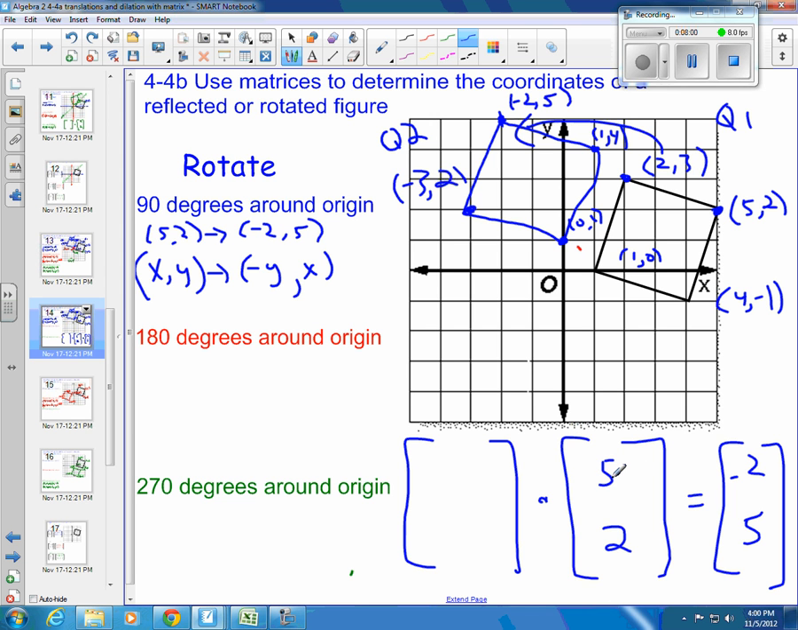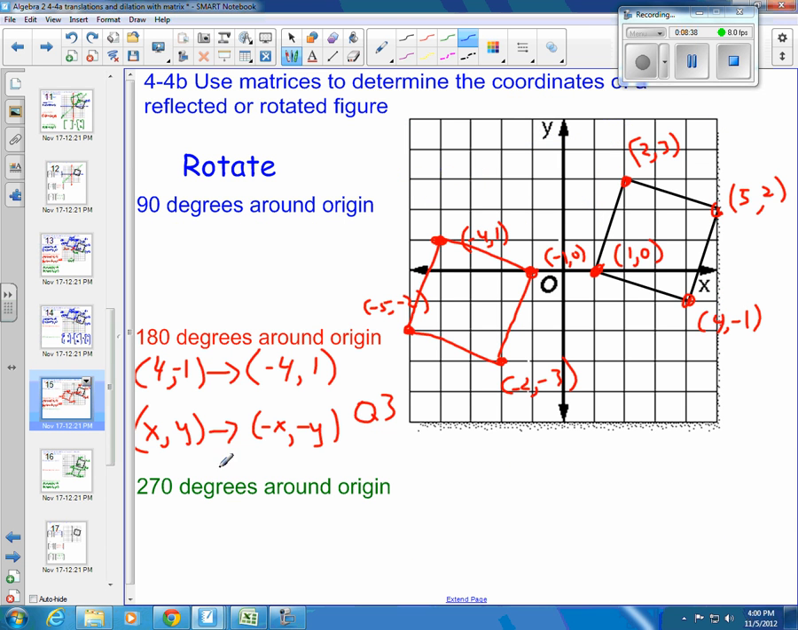5, 2 became negative 2 and 5. So in order to get there, I'm going to have to get the 2 to be on the top. So I want the 2 to be on top. I want to get rid of the 5. So multiplying 5 times 0 makes it go away. 2 times the 1, but then I want the 2 to become the opposite sign. That's going to move that 2 to the top and make it negative. And then the 5, I want the 5 to stay positive, but I want it to be on the bottom. So that means I'm going to be multiplying a 1 times my 5 down here, and then a 0 times my 2. So this is the matrix, your transformation matrix, that would rotate yourself 90 degrees counterclockwise around the origin.